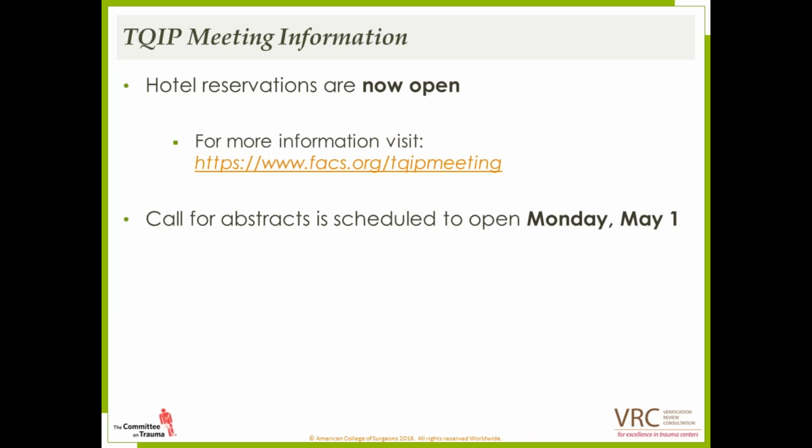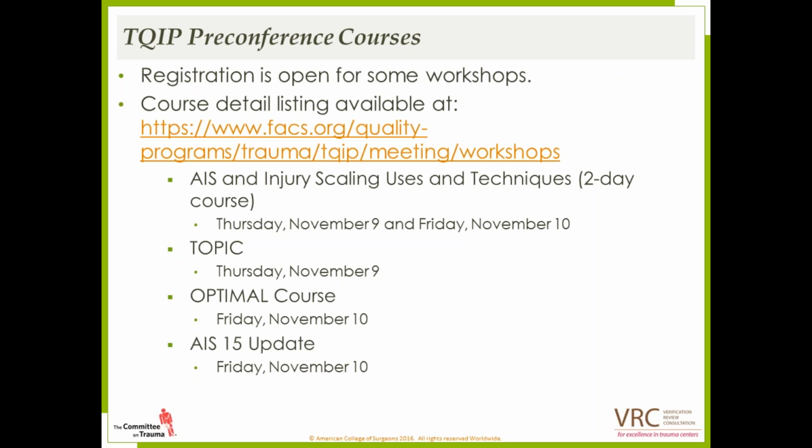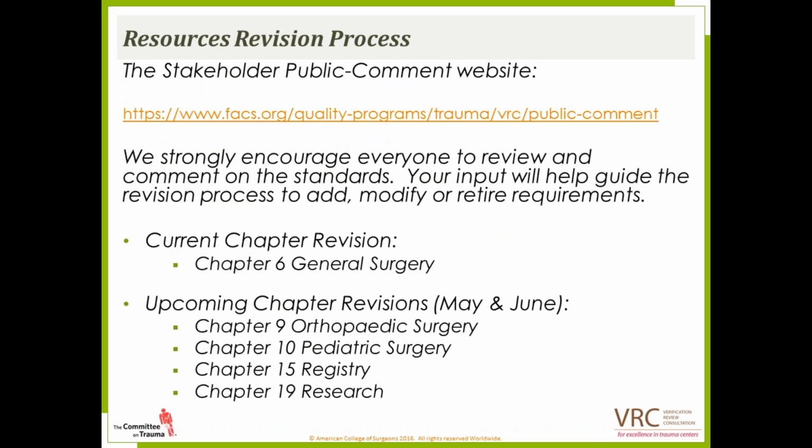Call for abstracts is scheduled to open Monday, May 1st. There will be a variety of pre-conference workshops which you could sign up for. You'll see some of them listed below: the AIS and injury scaling uses and techniques topic, optimal course, AIS 15 update. And registration is open for some of the workshops, and you can go to the link for more detailed listing.